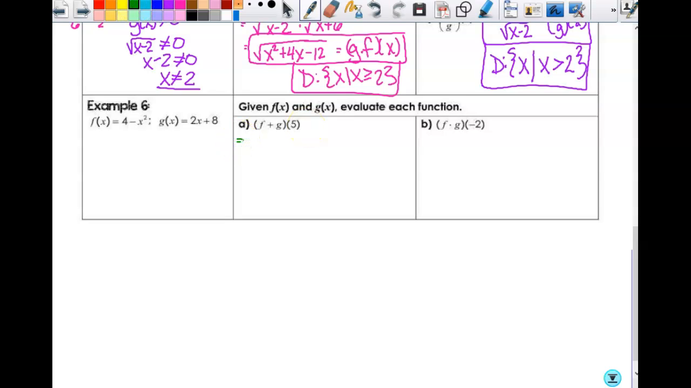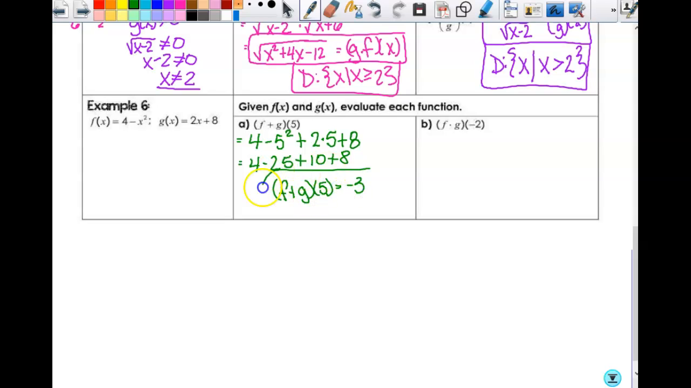So f of 5 means substituting 5 in here. I'm going to get 4 minus 5 squared plus g of 5, which is going to be 2 times 5 plus 8. So then this becomes 4 minus 25 plus 10 plus 8. So if I do negative 25 and positive 4, it's going to be negative 21, plus 10 is negative 11, plus 8 gives me what? Negative 3. So f plus g of 5 equals negative 3.